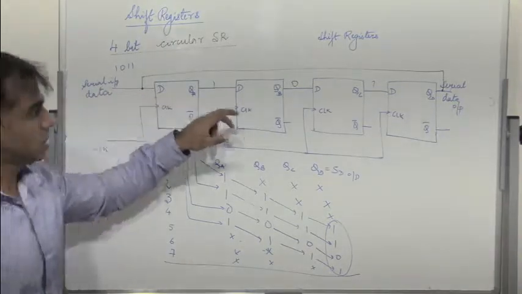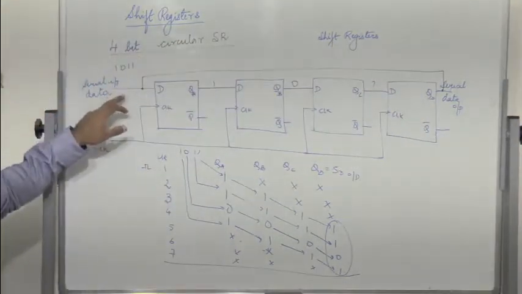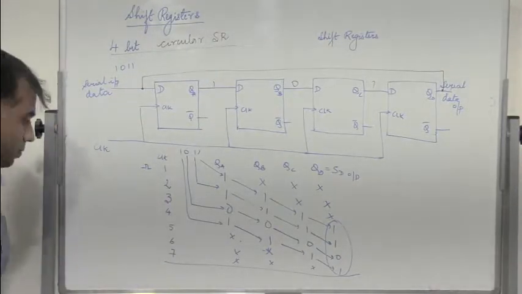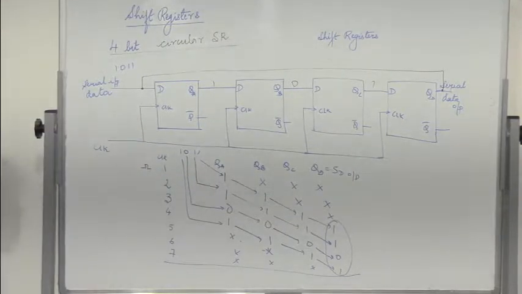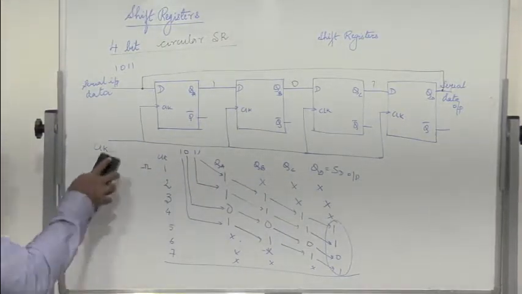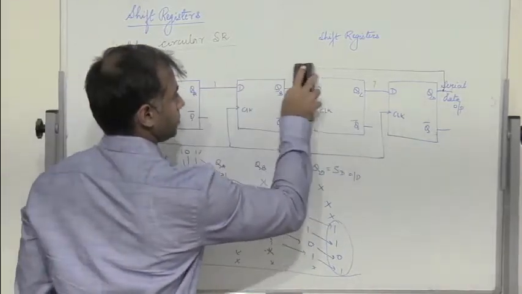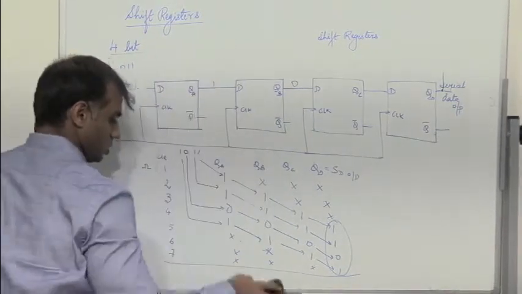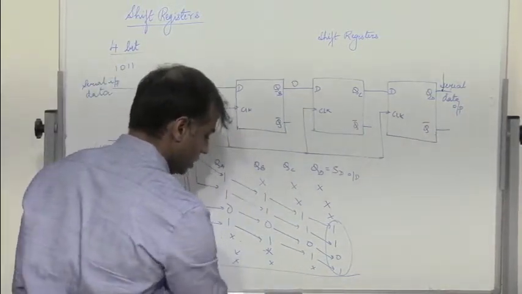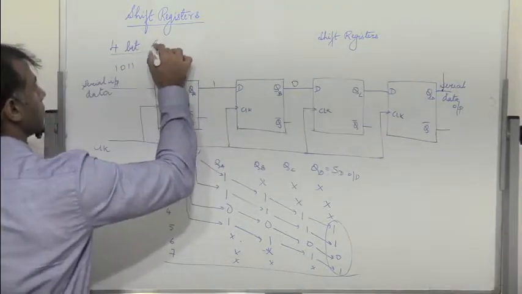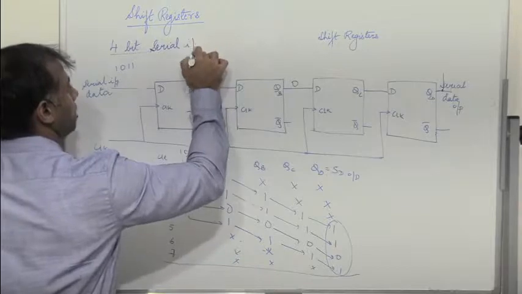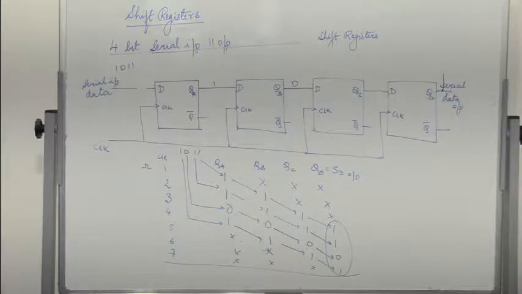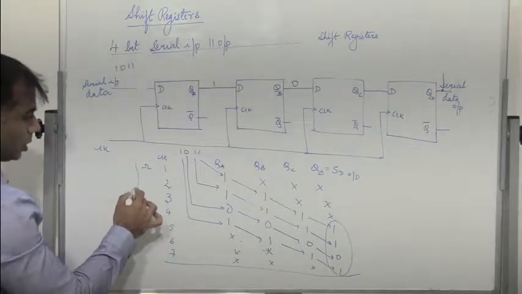If we connect QD to the input of the first flip-flop D, right? Okay, so how do I change this to a 4-bit serial input parallel output unidirectional shift register? So again, we make a slight change here. So what do I need? I need a 4-bit serial input, but a parallel output shift register. I need a serial input. So serial input is the same thing we have seen.